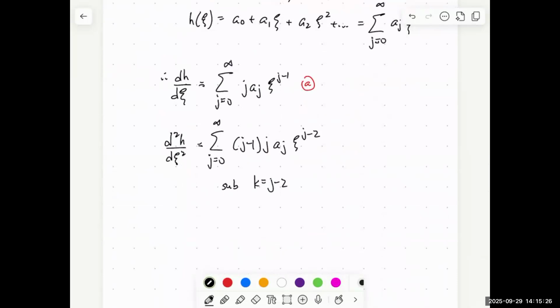So let's see. We're going to have a sum. When j equals 0, k is equal to minus 2. Just put in a 0 here. Our lower limit becomes minus 2. We're still going to sum all the way up to infinity. Let's see. j minus 1 is k plus 1. So we're going to get a k plus 1. And j is k plus 2. And then we get a_(k+2) and z to the k.